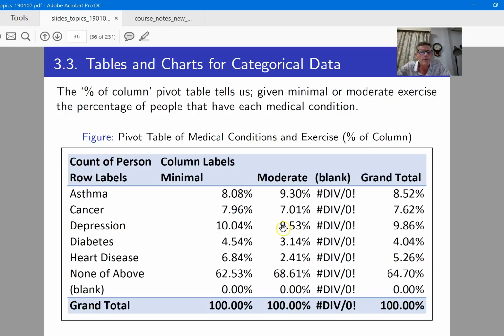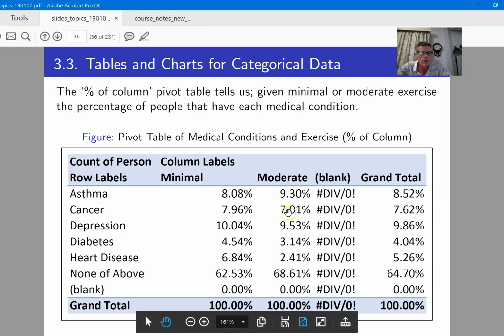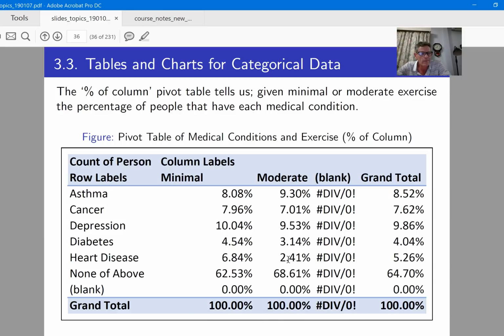Of all the people that engage in moderate exercise, 9% of them have depression, and only 2%, for example, have heart disease. So this is again another clue that suggests to us that if you're a good exerciser, there's a pretty small chance that you'll have heart disease. So there's a clue that maybe exercise is a good way of reducing the incidence of heart disease.